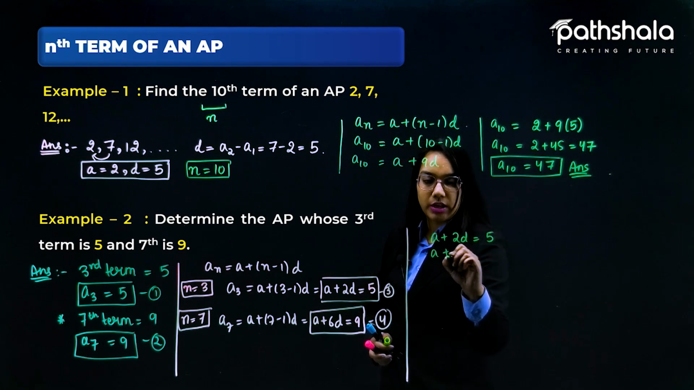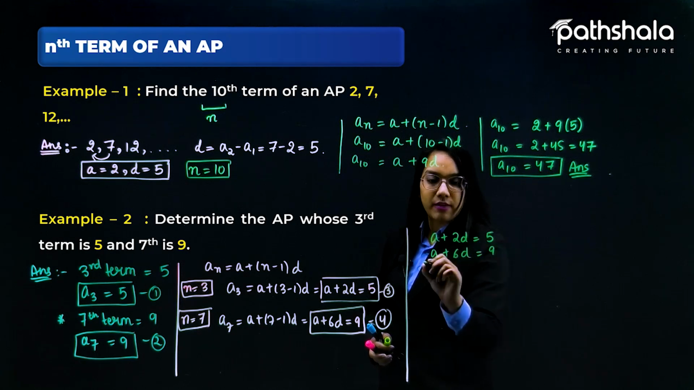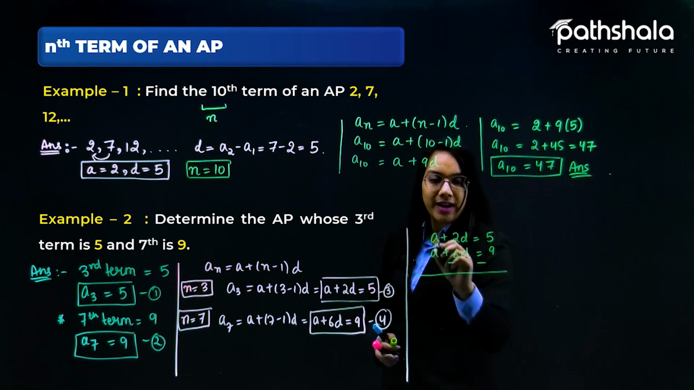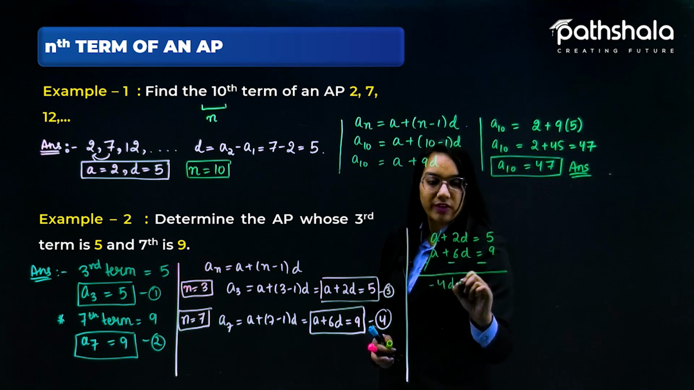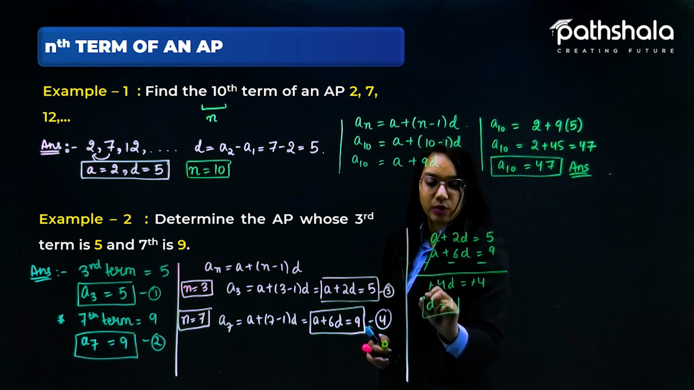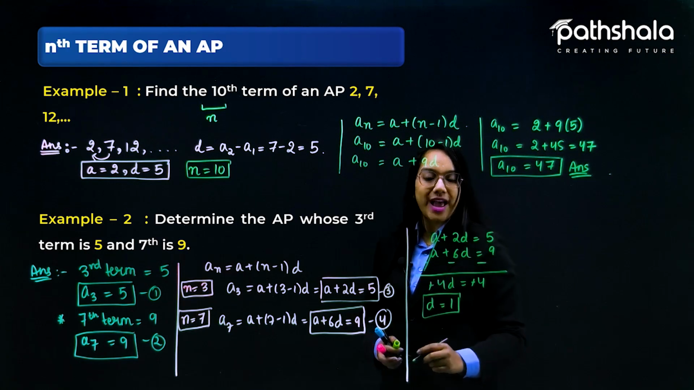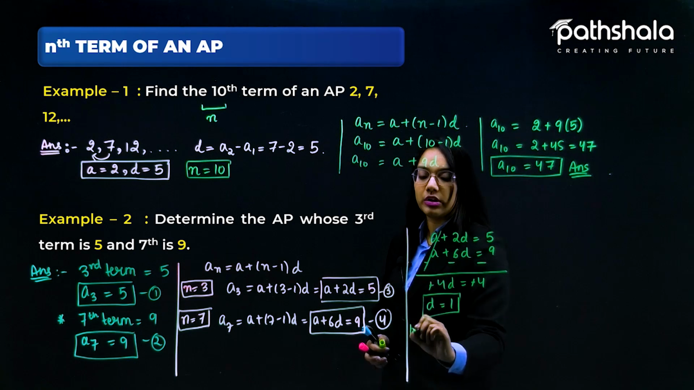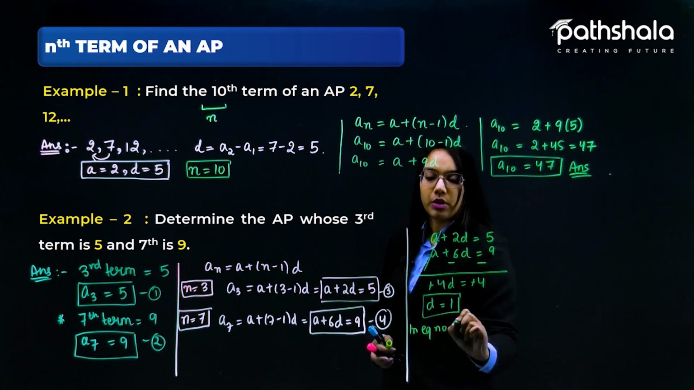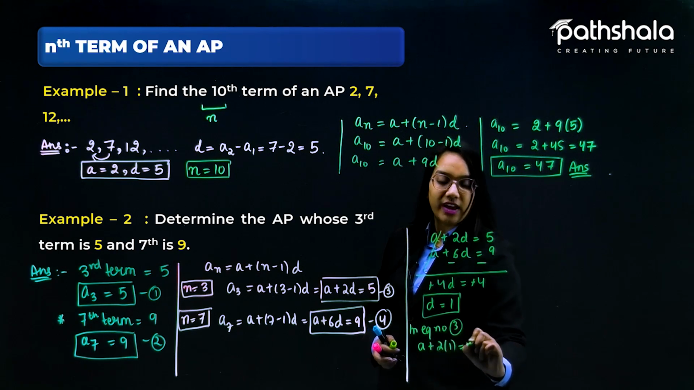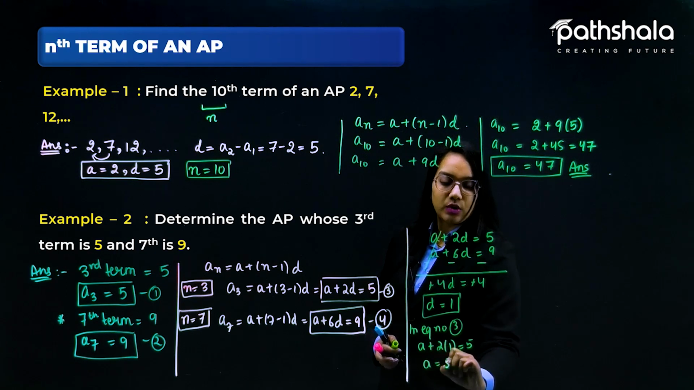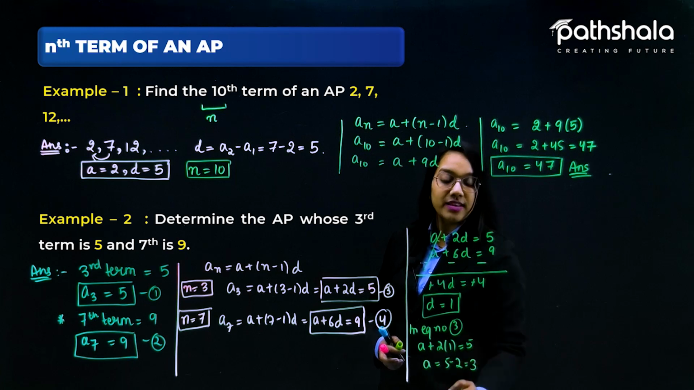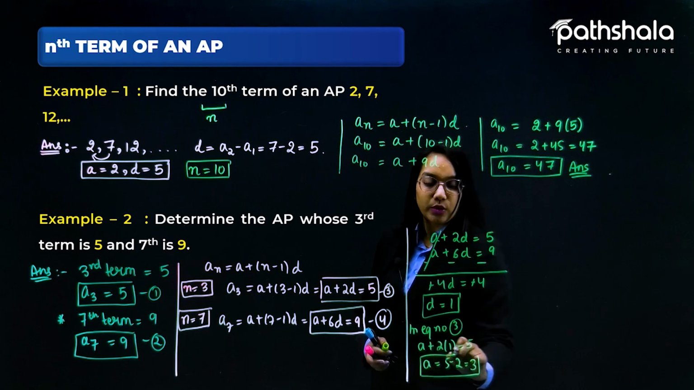We have A plus 6D equal to 9. After elimination, A and A cancel, giving minus 4D equal to minus 4. The negatives cancel, so D is equal to 1. So we are getting a common difference of 1. Let's substitute D equal to 1 in equation number 3: A plus 2 into 1 is equal to 5. So A is 5 minus 2, which is 3. Hence A is equal to 3.